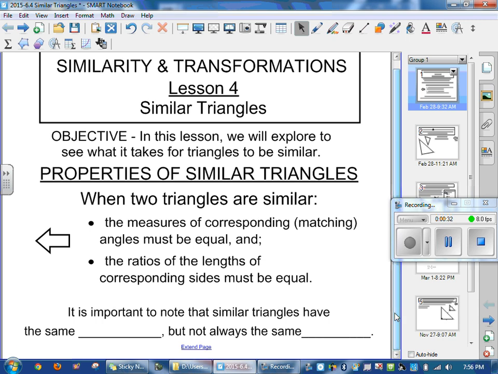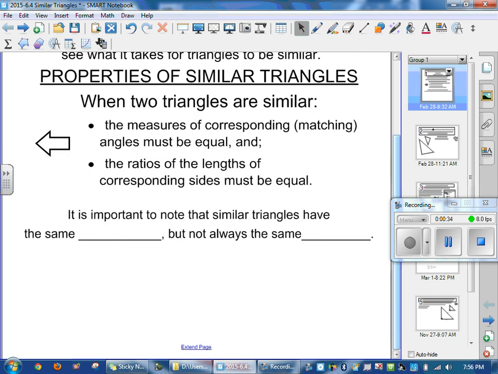So first of all, we also have to note that similar triangles, just as similar polygons, must have the same shape, but not always the same size. That's why they're called similar and not congruent. Remember, congruent means they're identical in every way.